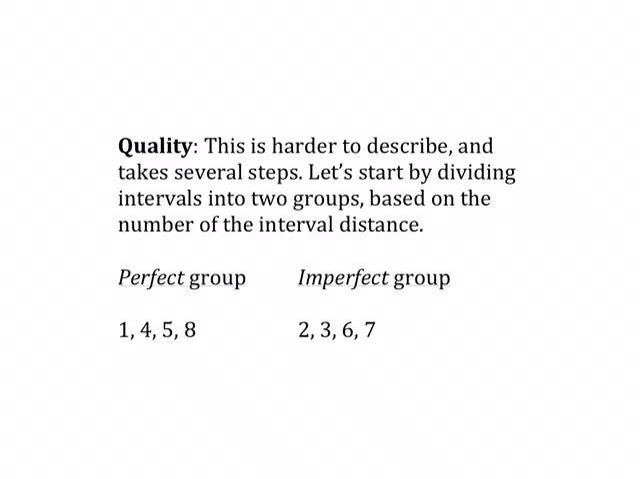The quality of the intervals is a little harder to describe, and there are procedures to show you how to do this. The first thing we need to do is divide into two different groups based on the number of the interval. So first calculate the number, and then you'll see if it's a unison, fourth, fifth, or octave, in which case it's in the perfect group, or a second, third, sixth, or seventh, in which case it's in the imperfect group.